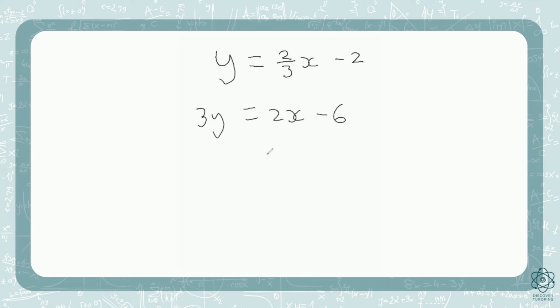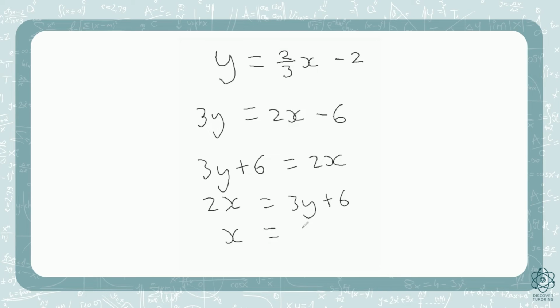Now we need to rearrange this equation like usual. So we first want to take the minus 6 and put it onto this side. So we take 3y and add 6, and then we have 2x on its own. So now we can just turn that around to make things a bit tidier. So 2x equals 3y plus 6, and now we want to divide both sides by 2 in order to get x on its own. So we take x equals 3y plus 6 over 2, and then that is our answer.